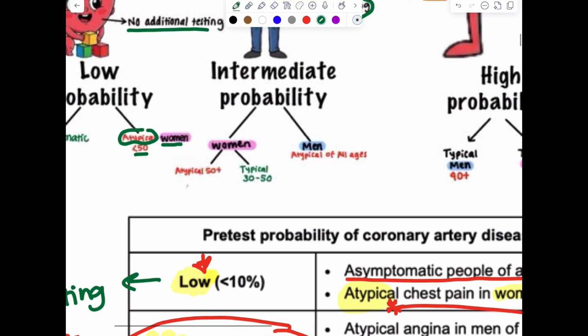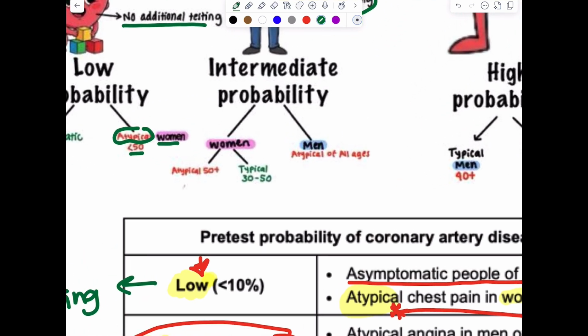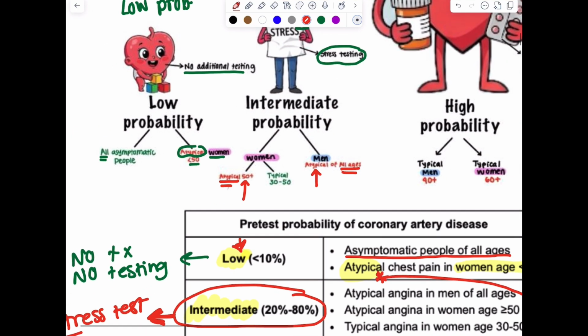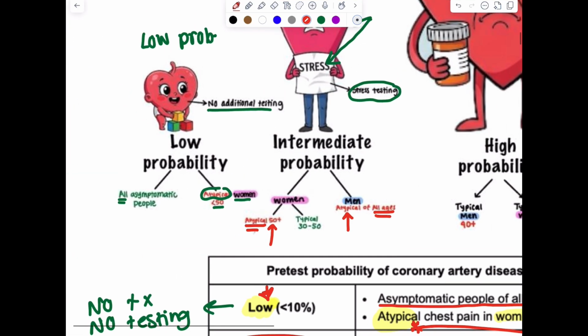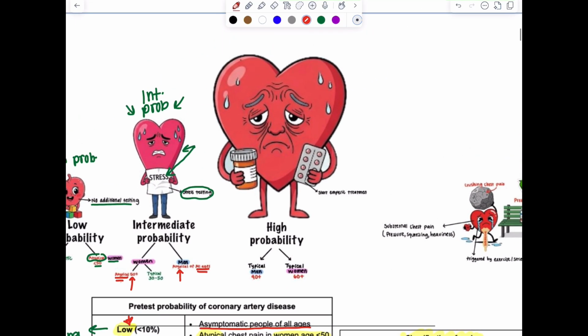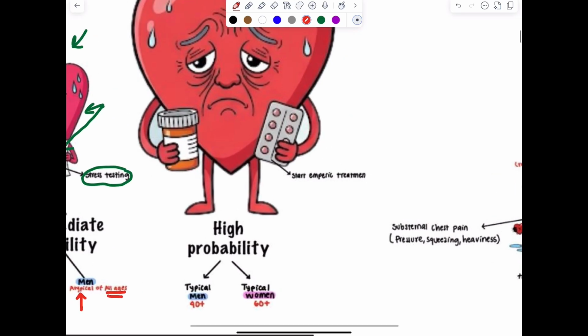And who are the people that have intermediate probability? It's going to be men of all ages who have atypical pain, and women who have atypical pain but they're older, 50 plus, or they have the typical angina pain but they're 30 to 50. And I'm going to make sure that these drawings are clear when I send them to you so you can refer to them. And then of course the biggest heart right here, he's the oldest guy. He's getting empiric treatment for coronary disease.